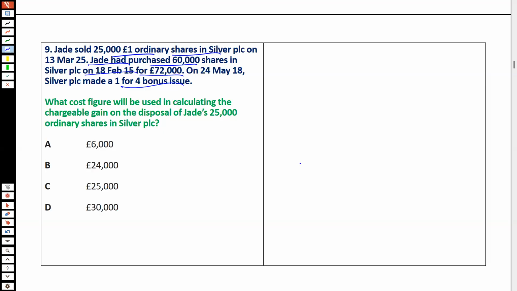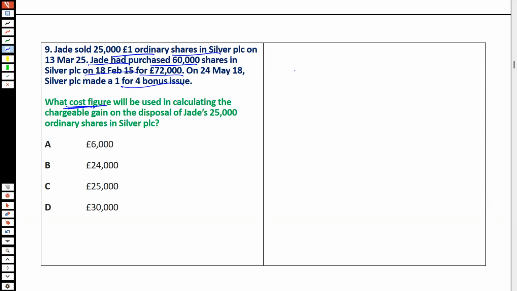So it is basically the concept of matching principle, and please be very clear. The requirement: the examiner is not asking you to calculate the gain amount. Read the requirement carefully. What cost figure should be used?